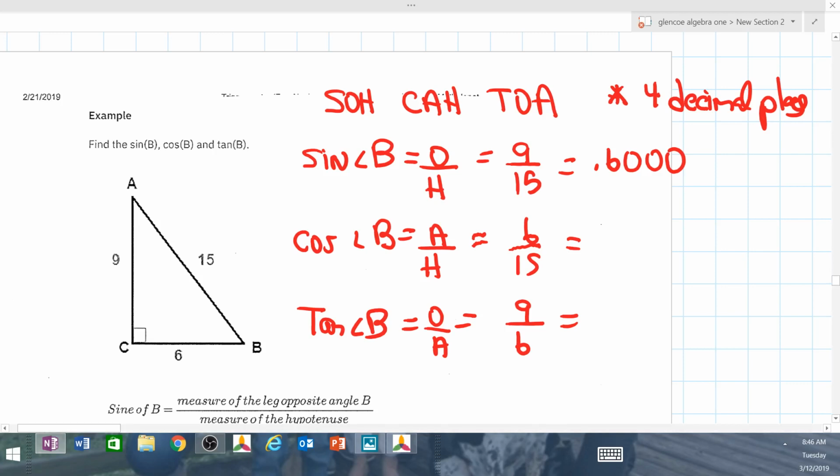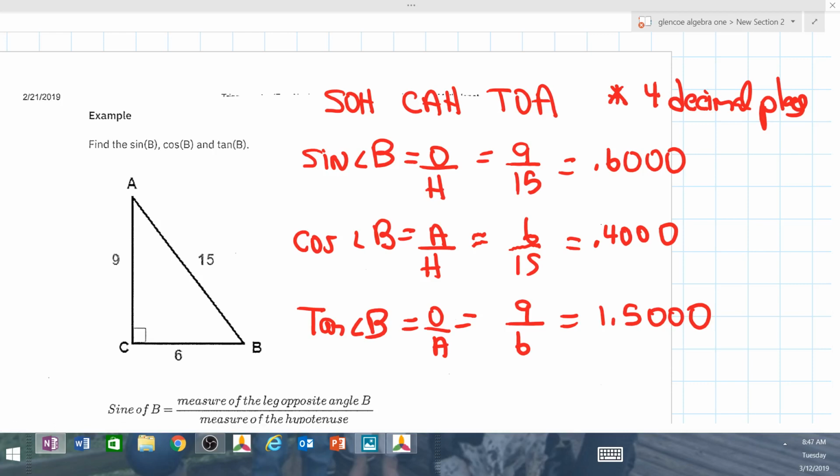Which is, what did you guys get? Good job. And then last but not least, the tangent is 9 over 6, which is 1.5000. Are you all with me? Okay, so let's make your life fun. That was just, we found the sine, cosine, and tangent of angle B.